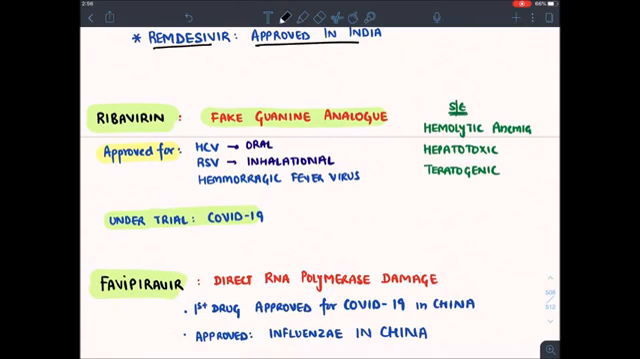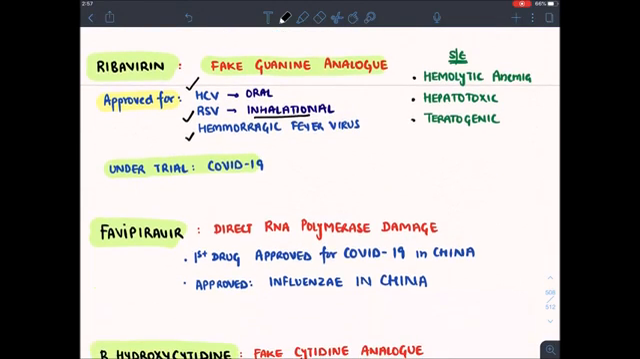Now this ribavirin has earlier been approved for hepatitis C virus, where it was given orally, and for respiratory syncytial virus and pneumonias, where it was given by inhalation. It has also been tried in various hemorrhagic fevers like Lassa fever, Zika virus, and Ebola virus. The side effects are hemolytic anemia, hepatotoxicity, and teratogenicity. Need not remember the side effects.